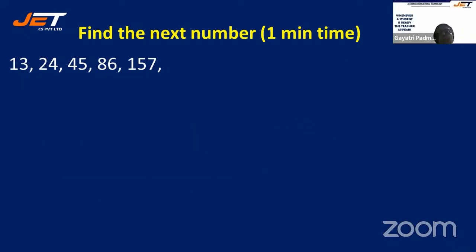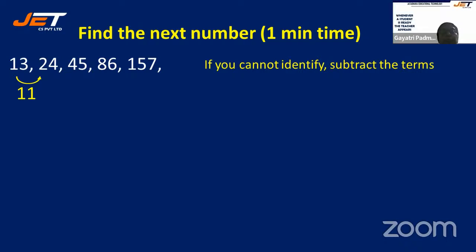All right, now let's move on to the next sum. We have 13, 24, 45, 86, 157. If we cannot identify, subtract the terms. 24 minus 13 is 11. 45 minus 24 is 21. 86 minus 45 is 41. 157 minus 86 is 71.